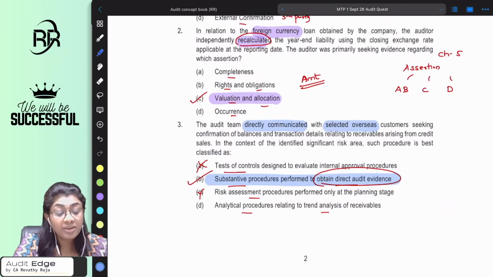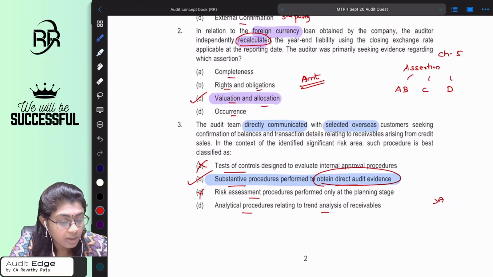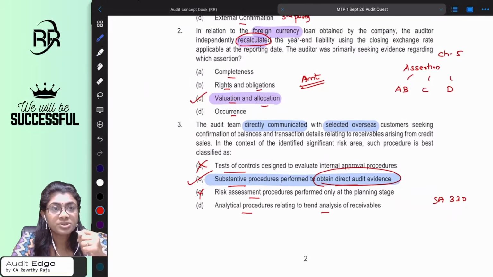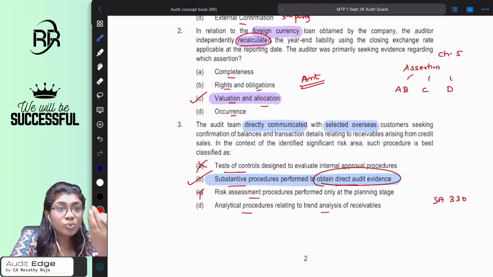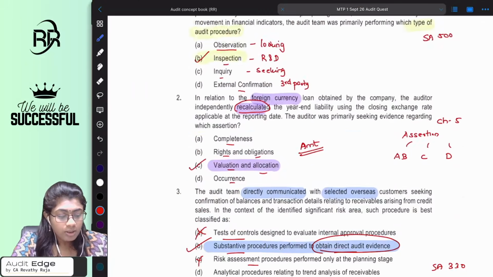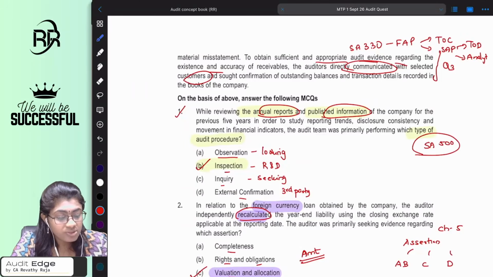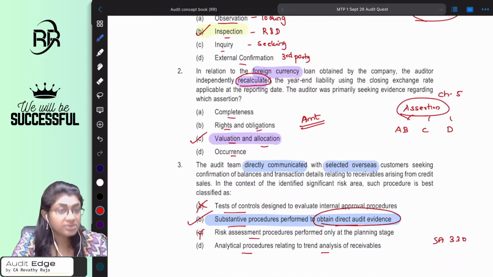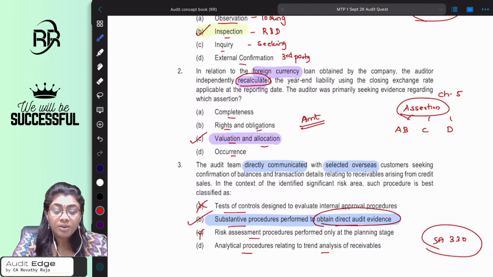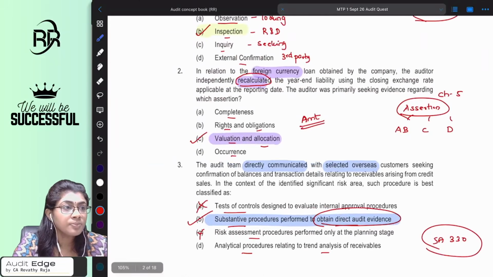You know, in SA 330, we learn that as a response to the assessed risk, the auditor shall perform further audit procedures. In that, you will obtain evidence even through external confirmation to reduce risk to an acceptably low level. So that's it. First question is from SA 500. Second is regarding assertions, chapter 5. Third is regarding SA 330. So if question 1 is clear, can we go to the next question?